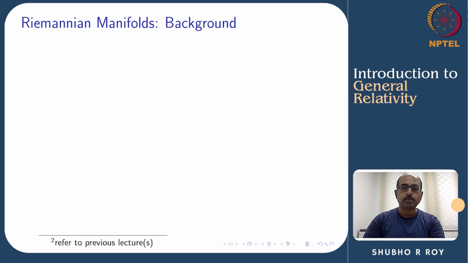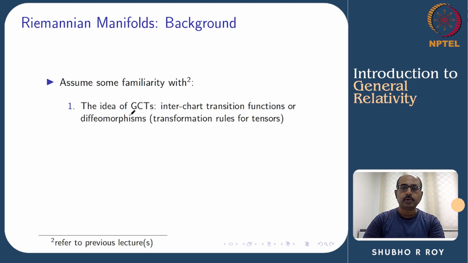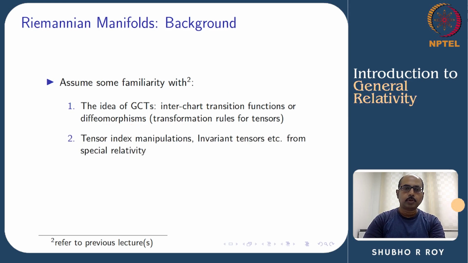All right, for background, I'm going to assume familiarity with the idea of general coordinate transformations, which in the differential geometry language can mean either of two things. It could mean inter-chart transition functions, which is, as I have mentioned, a passive form, or it could mean diffeomorphisms, which is the active form. I'm also going to assume familiarity with tensor index manipulations and invariant tensors from special relativity. I'm also going to assume knowledge of identities relating to determinants.